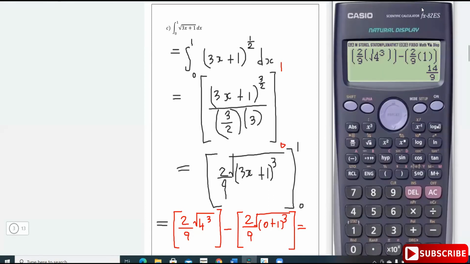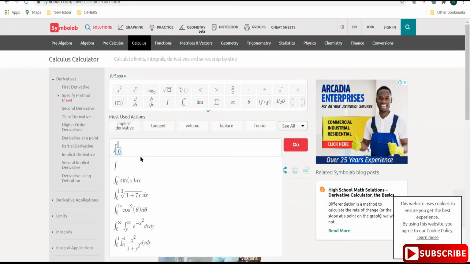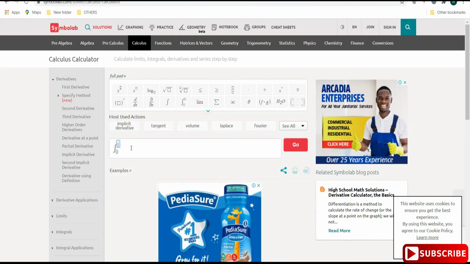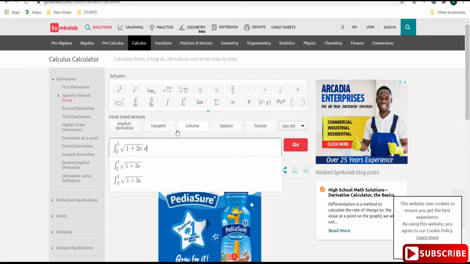So we get 14 over 9. That's how we do this integration. Now, of course, you know, I love to verify solutions. So we're going to go to Symbolab and we're going to integrate the integral from 0 to 1 of, this was the square root of 1 plus 3x, I believe. I sincerely believe that was the question, 1 plus 3x, or 3x plus 1.